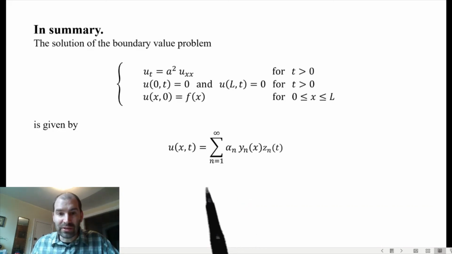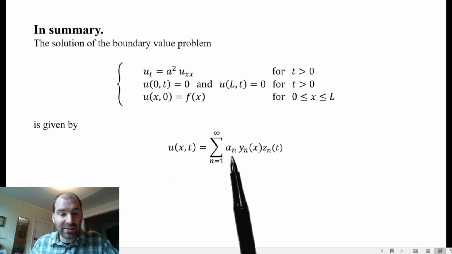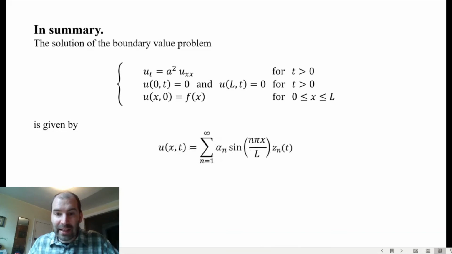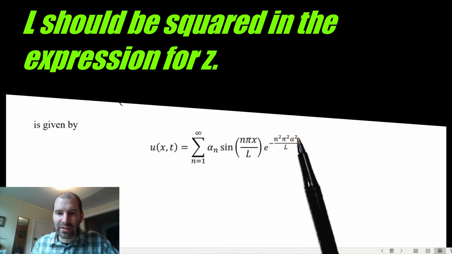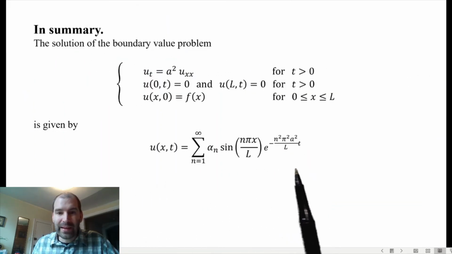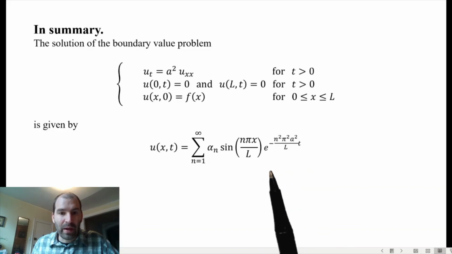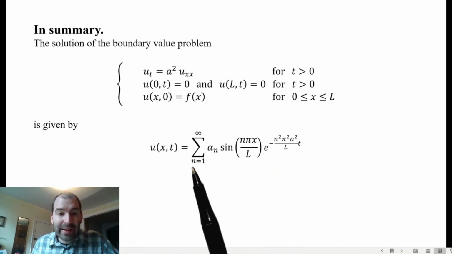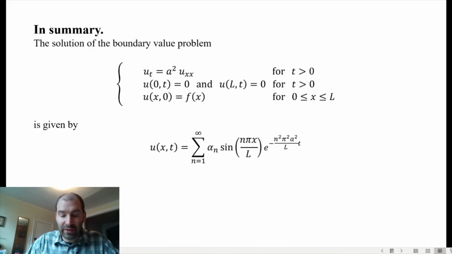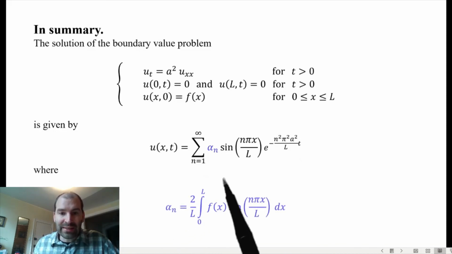Okay, so in summary, the solution to the boundary value problem, as we had laid out, is given as follows. Here we are. Alpha n's are just the constants that we described in the last slide. The yn of x and the zn of t: yn of x, in our case, is given by sine n pi x over L, and zn of t is given by e to the minus n squared pi squared a squared over L times t. So this is the solution to the boundary value problem, again considering the fact that it converges. We have to verify that that does converge. And those constants alpha n are given by the formula that we derived.